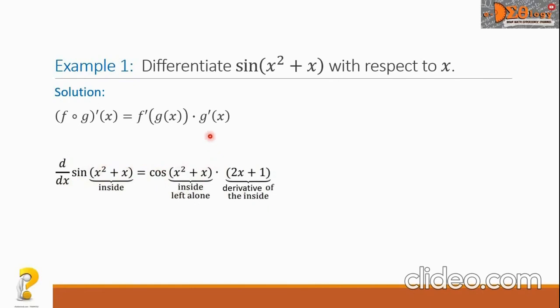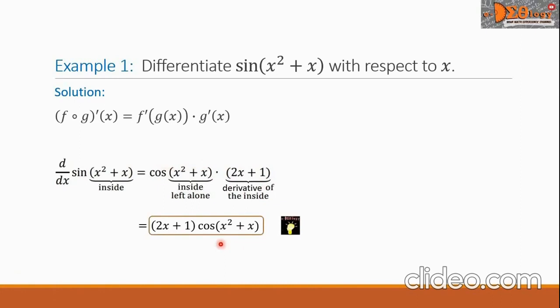Then multiply by the derivative of this function x squared plus x. That's why we have here 2x plus 1. And the final answer is the quantity 2x plus 1 times the cosine of x squared plus x. Take note that this function here cannot be combined with this function x squared plus x because the 2x plus 1 is a polynomial function, while the x squared plus x is the angle for the cosine. This is our final answer.